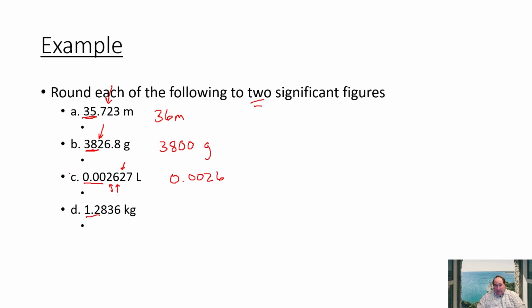And lastly here, the 2 being our second significant figure, looking at the 8, which is above 5. So we're going to round up. That's going to give us a 1.3, which is 2 significant figures. So again, you want to be careful with significant figures. You don't want to do too much crazy rounding.